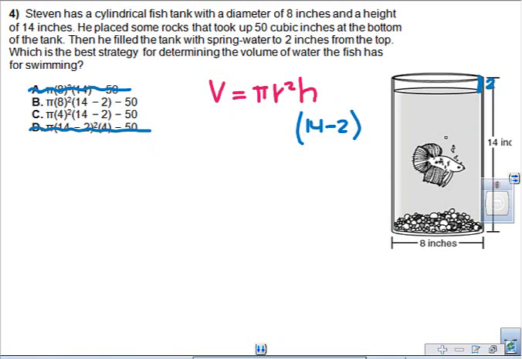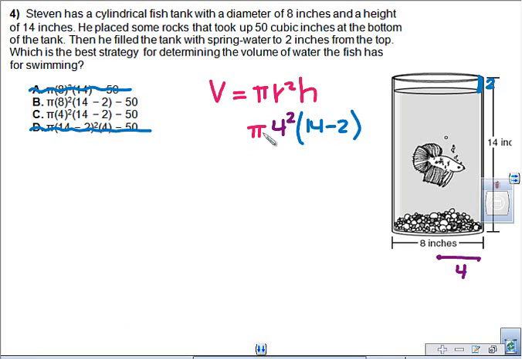So then you look at your diameter that's given as 8. That means the radius is 4. So for my radius, I will plug in a 4. And then of course I still have pi. So now all you have to account for is the rocks at the bottom. This will give you the total volume of water if you were to fill this all up, and that would be in cubic inches because it's volume.